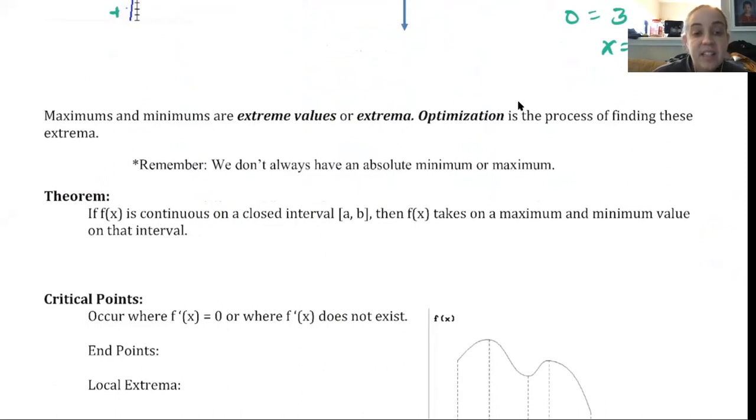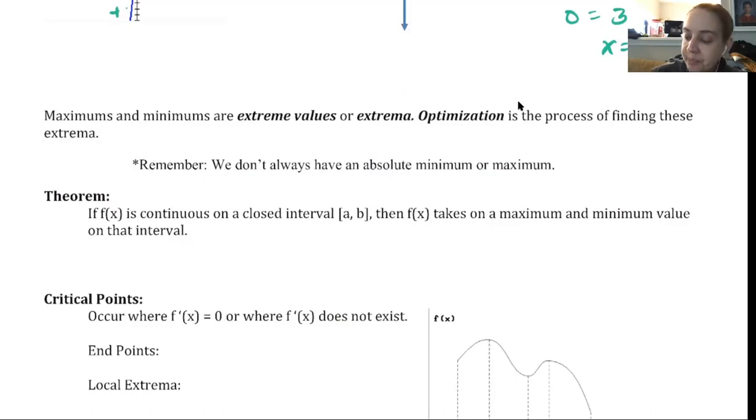If f of x is continuous on a closed interval from a to b, then f of x takes on a maximum and minimum value on that interval. So that's where I'm looking at absolute maximum and minimum. Critical points. You're going to be tired of me saying that phrase. Critical points occur where f prime of x equals 0 or where it does not exist.